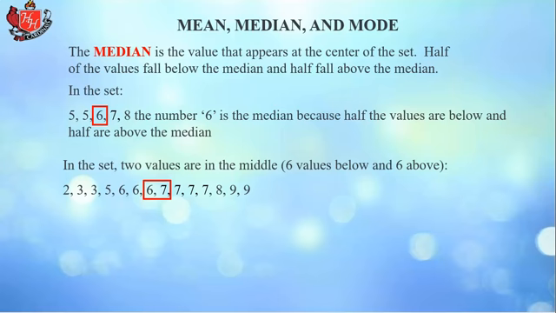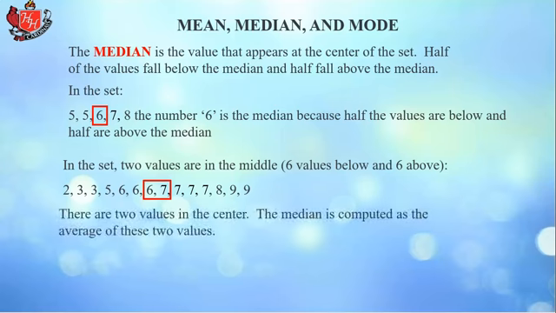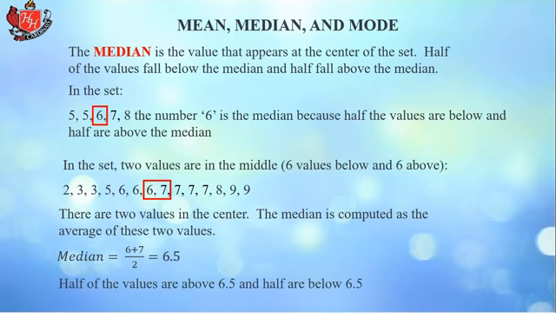So what is the median in this case? Well, you simply take those 2 numbers in the box, the 6 and the 7, add them together and divide by 2. You take the average of just those 2 numbers. So 6 plus 7 divided by 2 is 6.5. Half the values are above 6.5. You'd have 7 values above 6.5 and 7 values below 6.5. So 6.5 is the median.